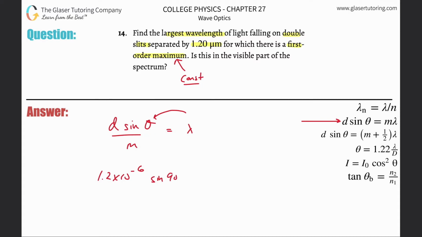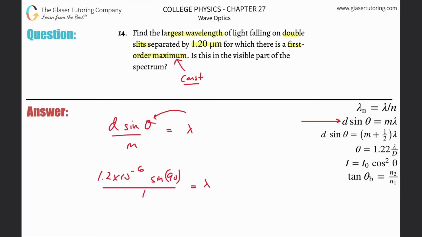And therefore you can just cancel that and write 1 if you want. That's fine if you do that. Or you write sine of 90 because sine of 90 is 1. So in other words, we're talking about a 90-degree angle there. All right. Divide that then by the m value, and it said first order maximum. Okay. And this is now equal to the wavelength.